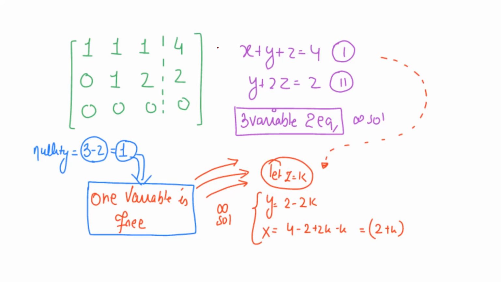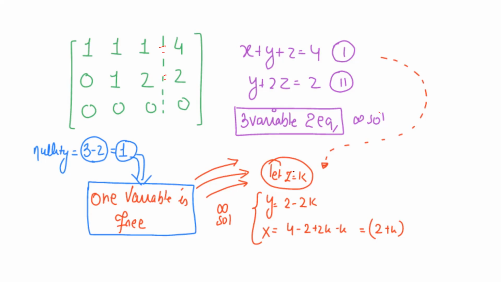From this matrix, x + y + z = 4, and y + 2z = 2. These are two equations with three variables, x, y, z. Two equations and three variables means an infinite number of solutions.